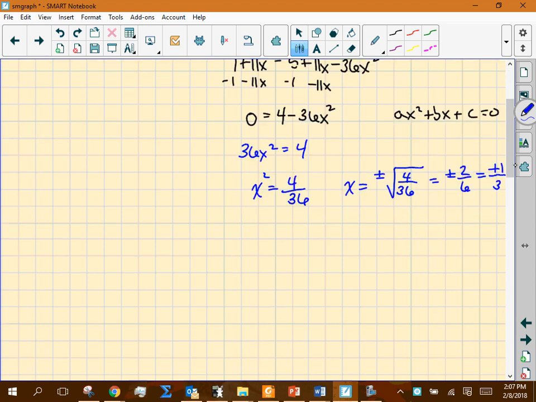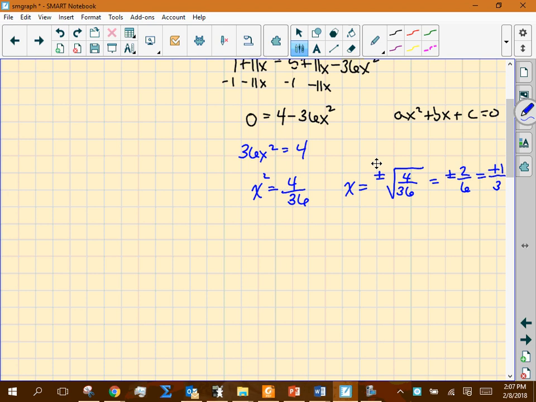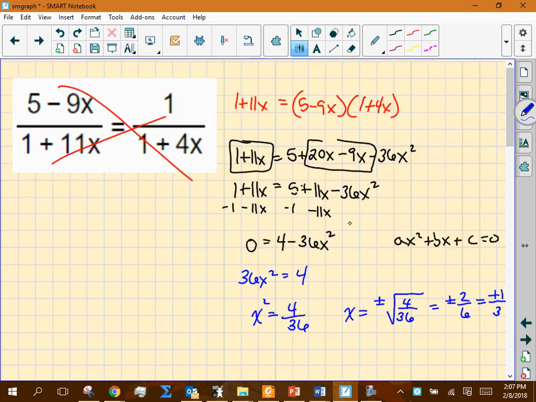So there's my answer for that one. That's a unique situation because we don't have a b term. And if you don't have a b term, you can use this process. It's called the square root method because that's what we did. We isolate the x squared, take the square root, and solve for an answer.